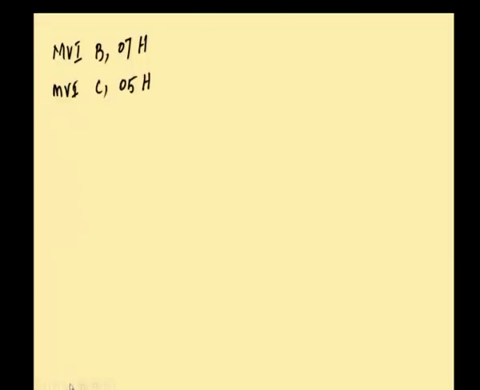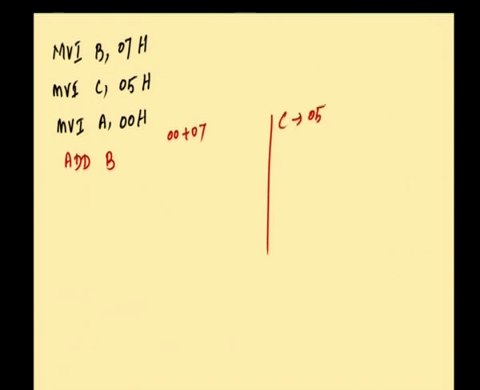So, before adding, I have to ensure that the accumulator is cleared. So, for that I am clearing the accumulator. Okay. Now, the accumulator value is cleared. I start to add the numbers. ADD B, which represents 00 plus 07, right. At that time the counter value is 05. After that I have to decrease the value: DCR C. So, now it becomes 04.